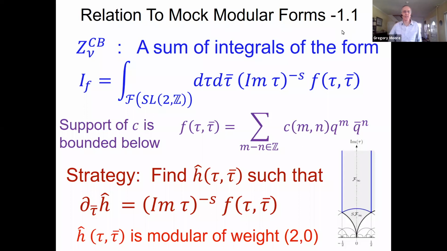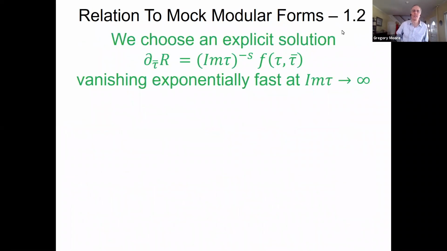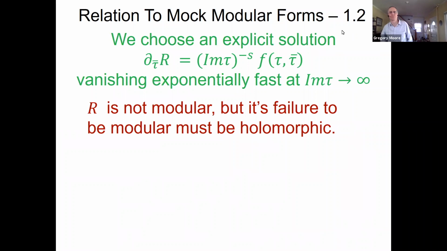Now it looks like it's no big deal, right? You just have to solve that first order differential equation. This is really just an exercise in first year calculus. You can find a function r, which is vanishing exponentially fast, and solve this first order differential equation. There's no big deal here. You can just write it down explicitly in terms of incomplete gamma functions. But then what happens is that r is not modular. On the other hand, the differential equation is modular.